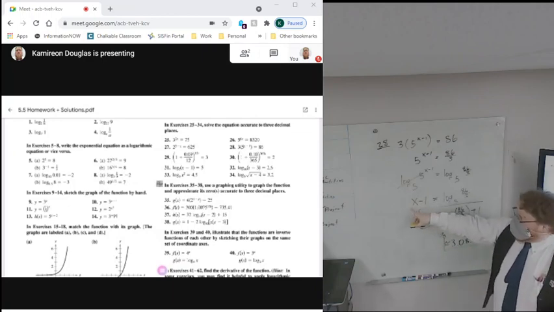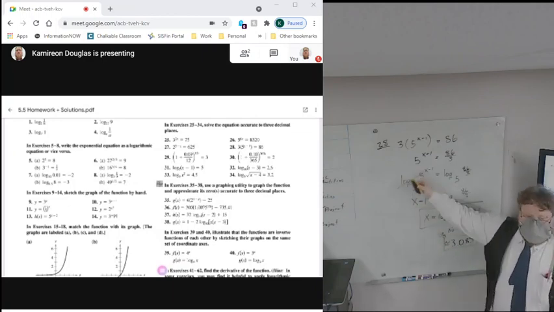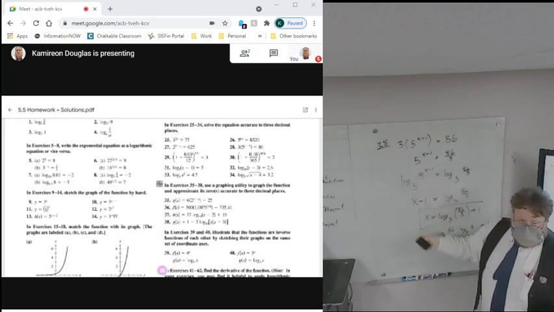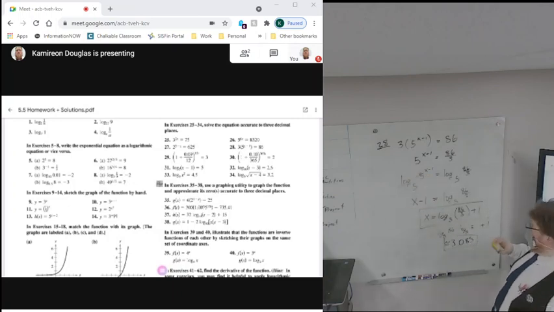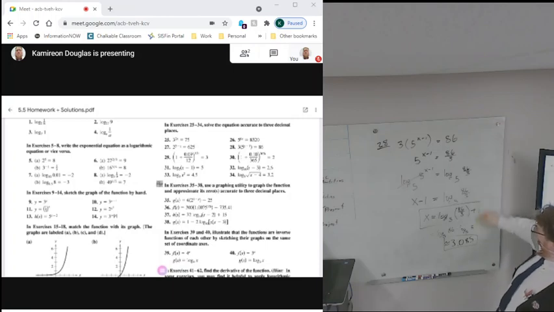This gives me my variable by itself as opposed to being inside of some function. That's why we use the log in the first place. Okay? Let's try the next one. We'll work through the same process, okay?